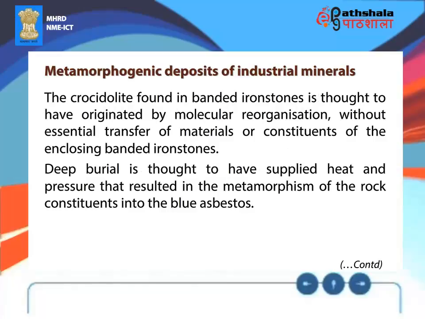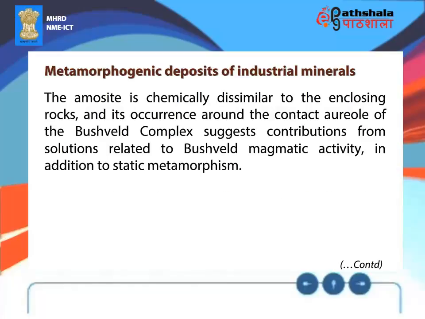The crocidolite found in banded ironstones is thought to have originated by molecular reorganization without essential transfer of materials or constituents of the enclosing banded ironstones. Deep burial is thought to have supplied heat and pressure that resulted in the metamorphism of the rock constituents into blue asbestos. The amosite is chemically dissimilar to the enclosing rocks, and its occurrence around the contact aureole of the Bushveld complex suggests contributions from solutions related to Bushveld magmatic activity in addition to static metamorphism.